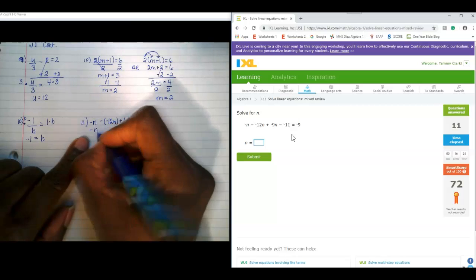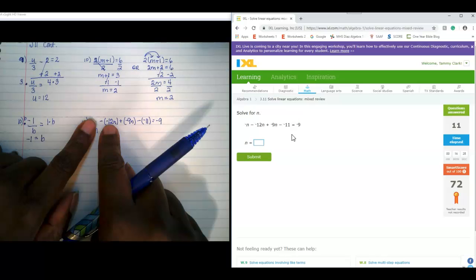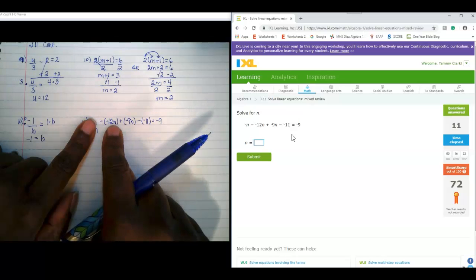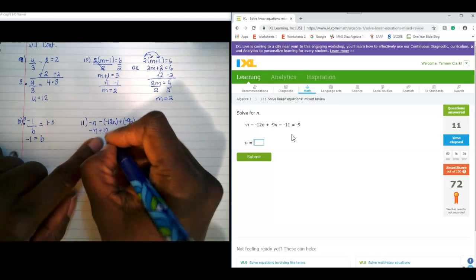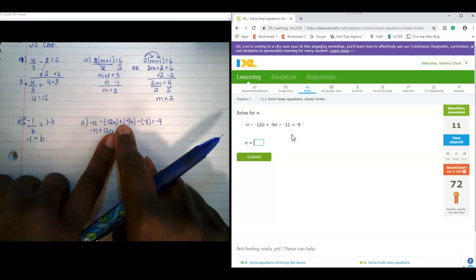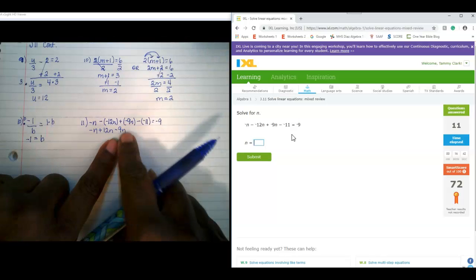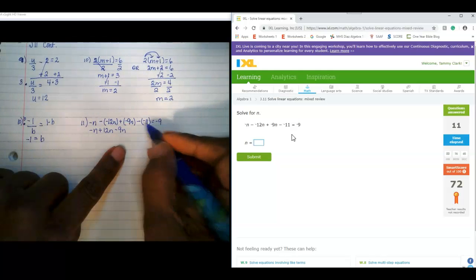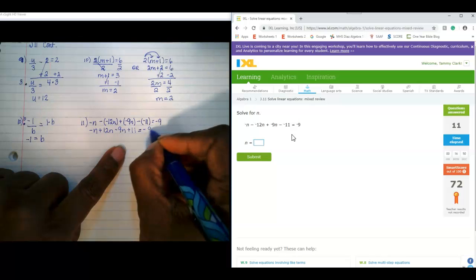So I've got negative n. Well, negative or minus a negative is basically saying take negative 1, multiply it by this negative 12. So that gives me positive 12n. And then here, minus 9n. That doesn't change because this is positive. Minus negative 11. So that's the same as saying plus 11 equals negative 9.